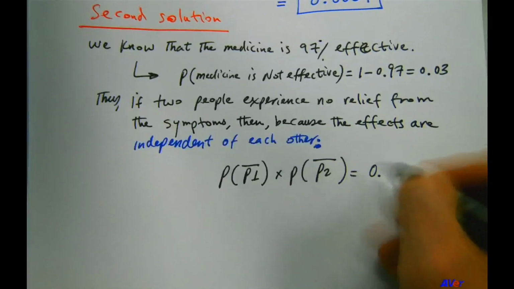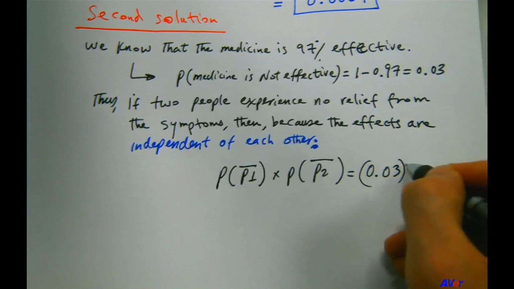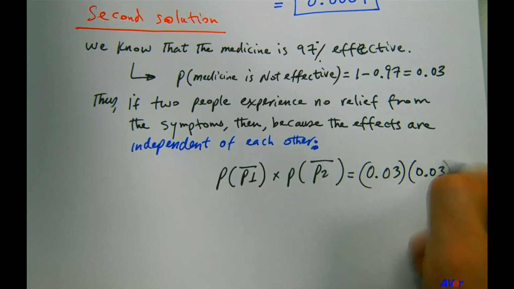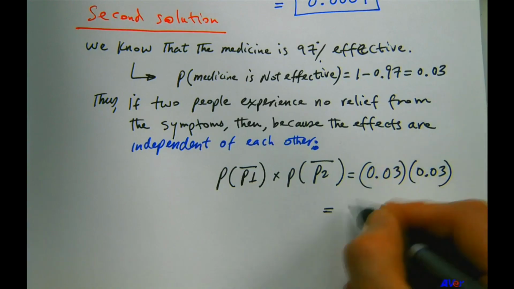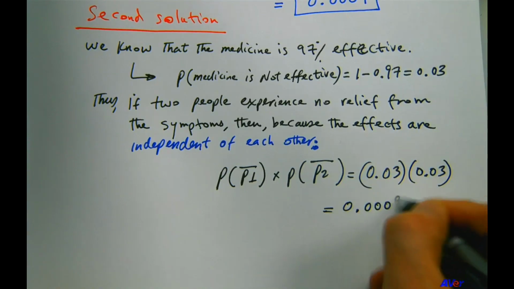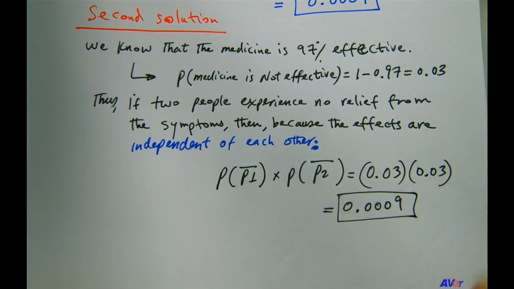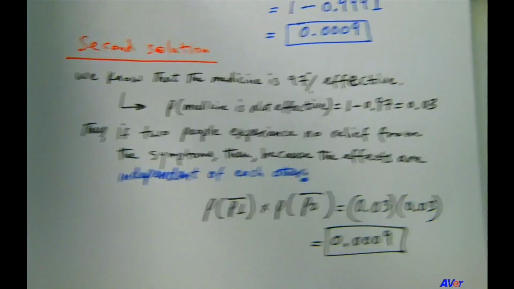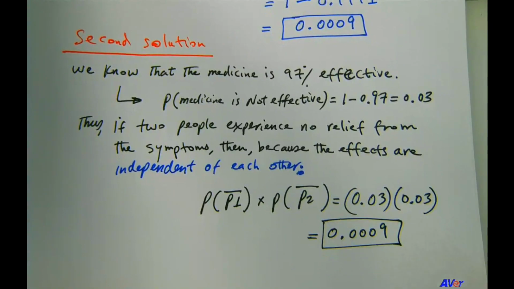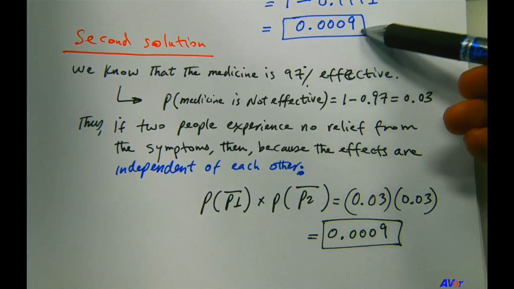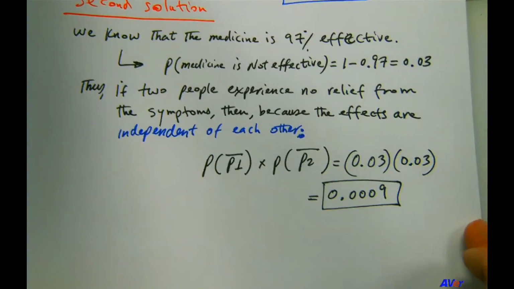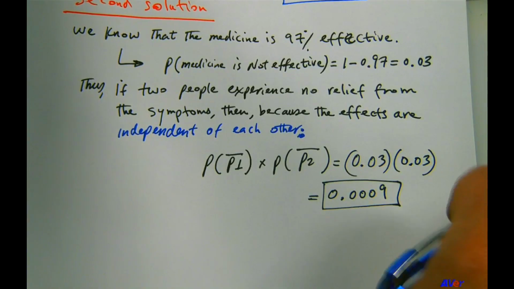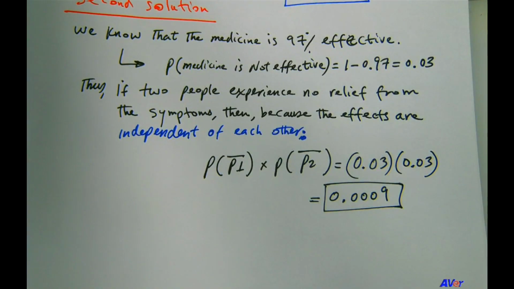We can get 0.03 times 0.03, right? That's when the medicine is not effective. And therefore, we get 0.0009 again, okay, which is what we had up here, right? So we have that up there. Okay, so it's two solutions, same result, and I encourage you to pick one that makes more sense to you.